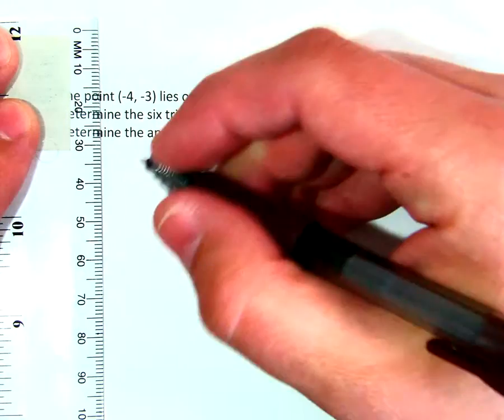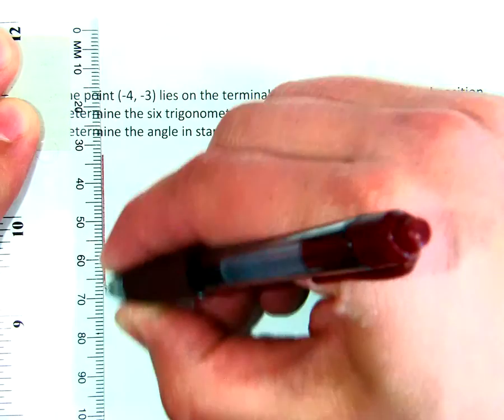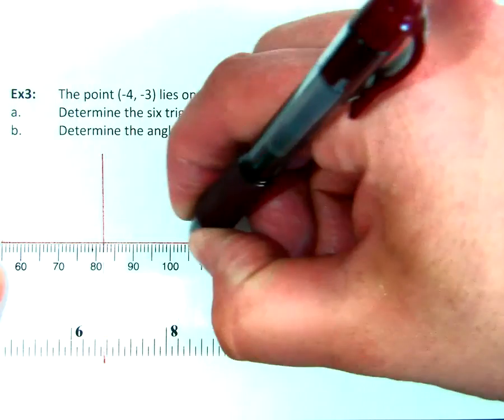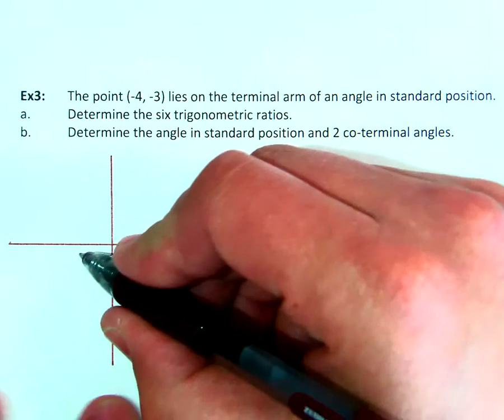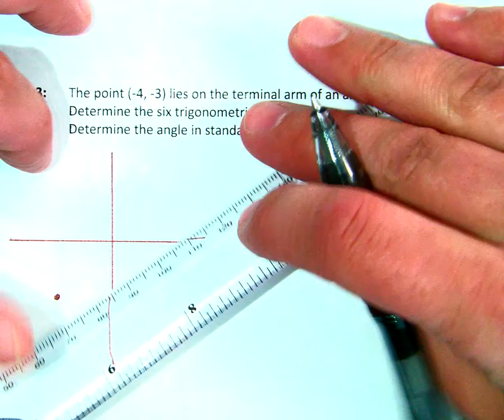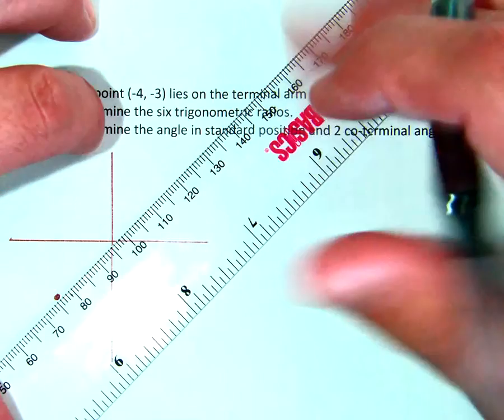So it's going to be something like, put on my grid here. So it's going to be quadrant 3, so negative x values, negative y values would be down here, so it's somewhere down there, it doesn't matter exactly. This is just a sketch to help us do our thinking.